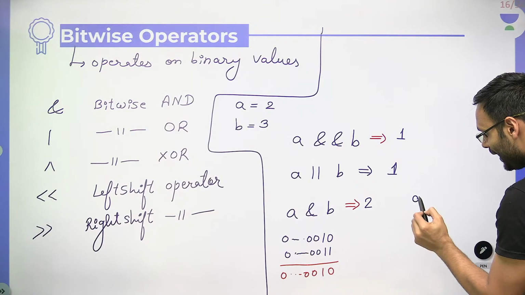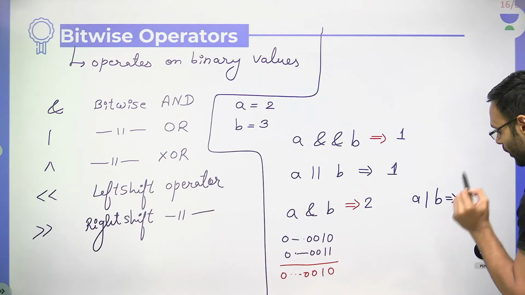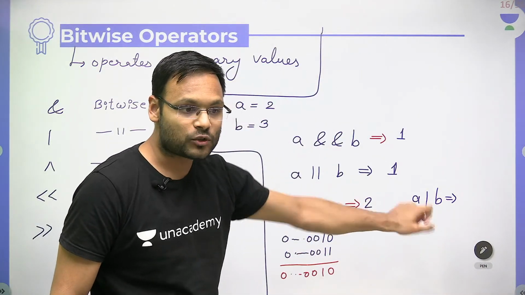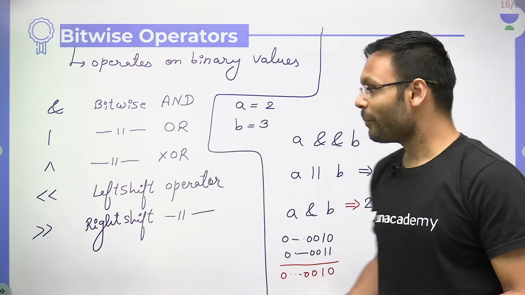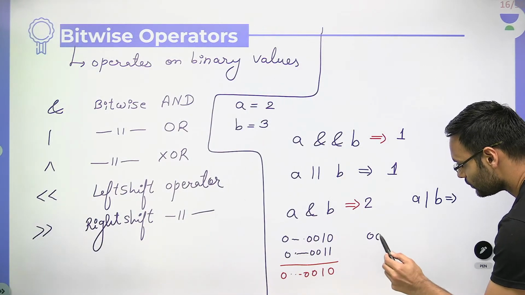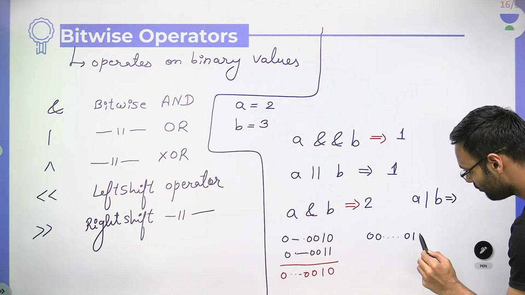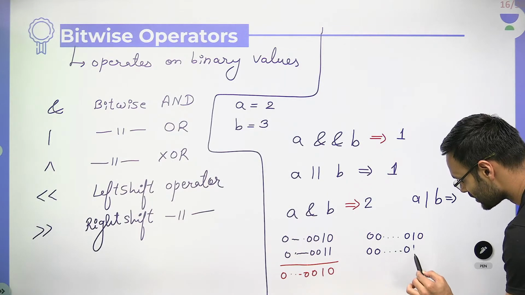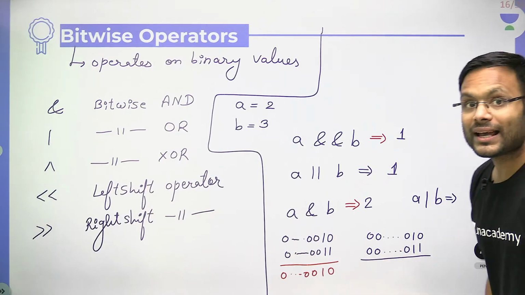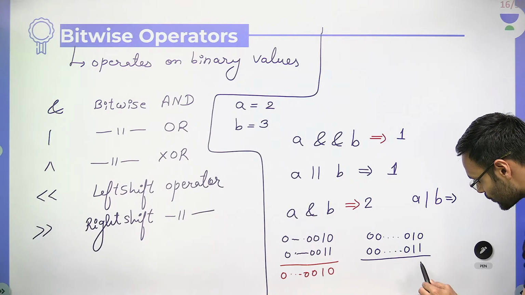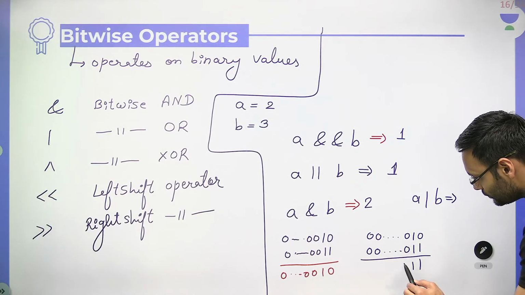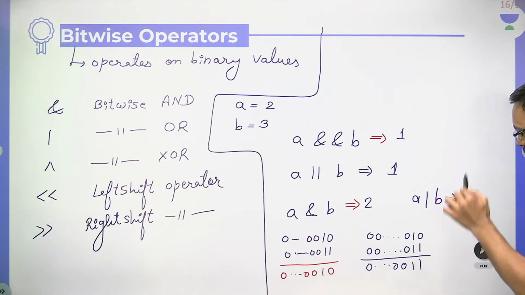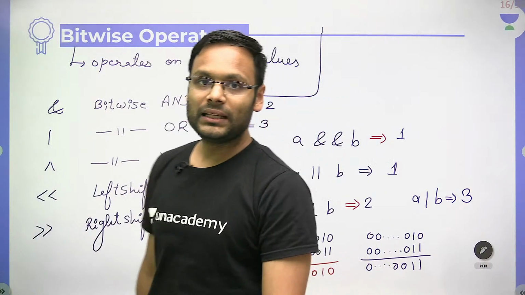Next, in the same pattern, what is the value of A single-bar B? What is the value of A or B? This is bitwise OR, so we will perform bitwise OR. So many zeros and 10, that is 2. B is 3. Binary of 3 is this. Let's take bitwise OR. 0 or 1 is 1. 1 or 1 is 1. So many zeros. This is 3. It will return me 3.